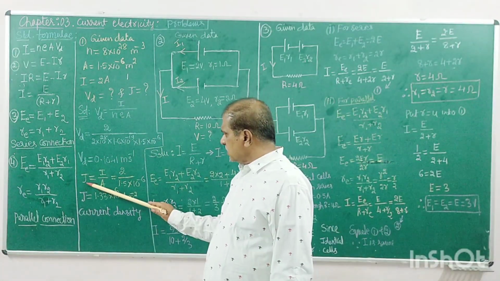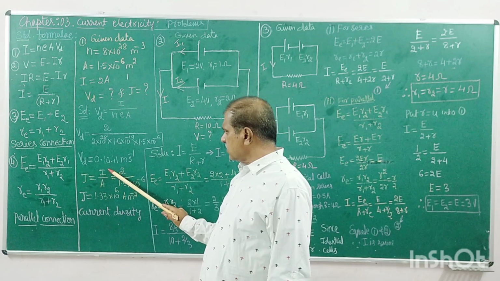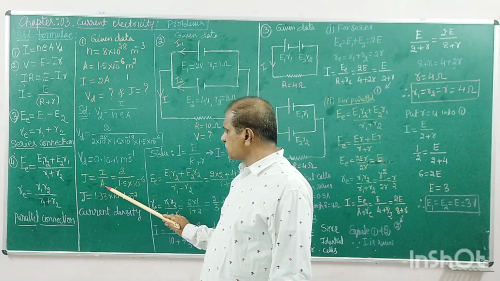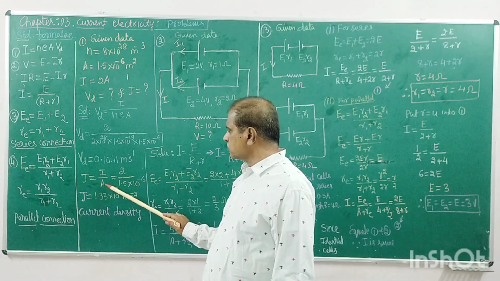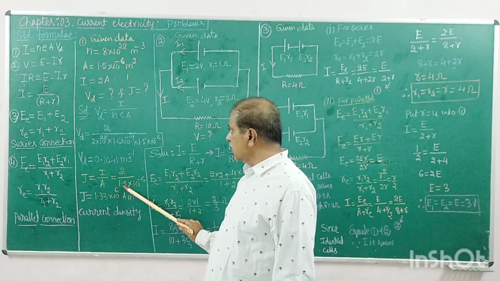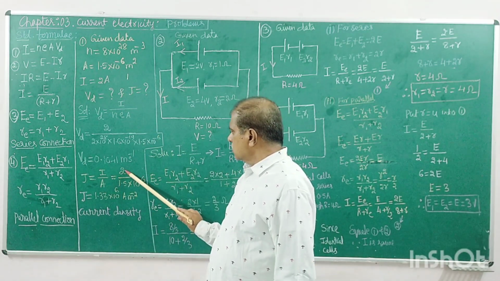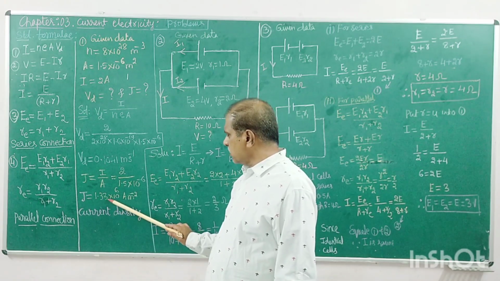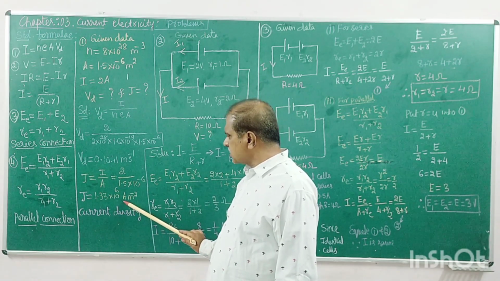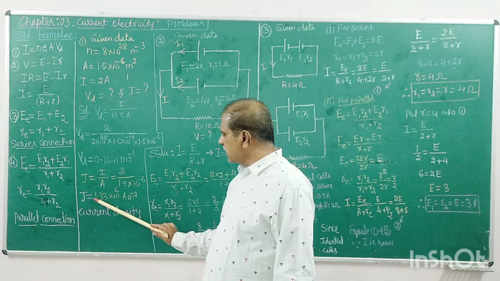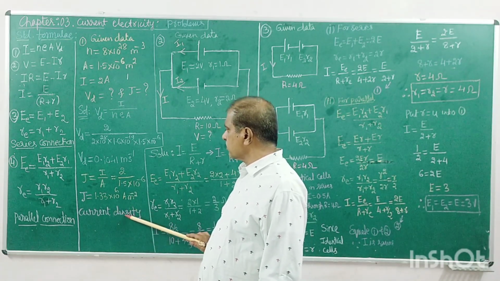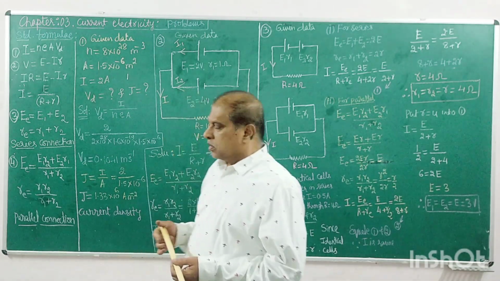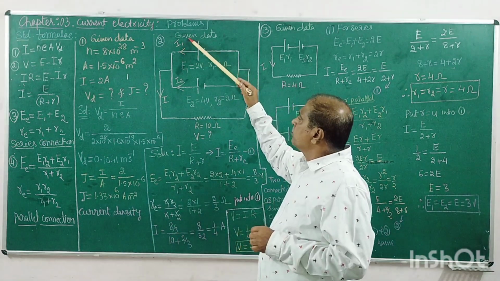And the current density in the conductor, by definition, is the ratio of the current to the area of cross section. Both of them are given, current strength and area of cross section. So write them and simplify, you get 1.33 into 10 to the power 6 amperes per square meter. It is the current density in that conductor. So this is how it is solved. Let us move on to the next problem.